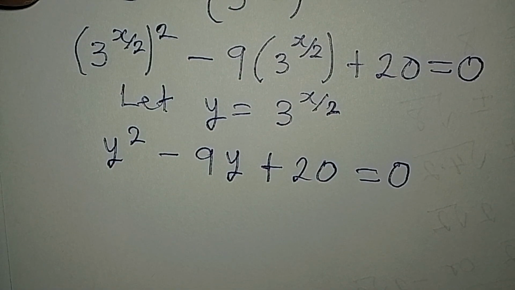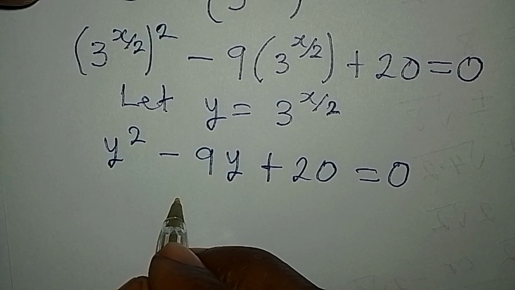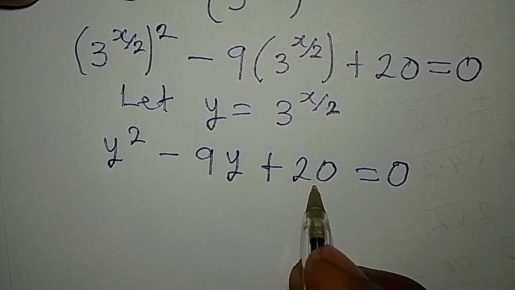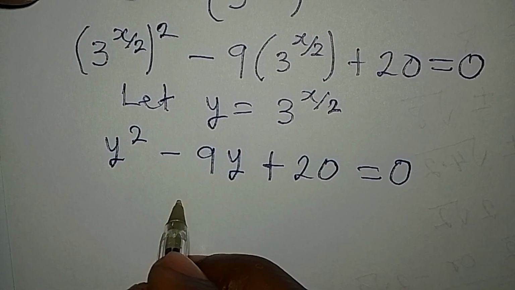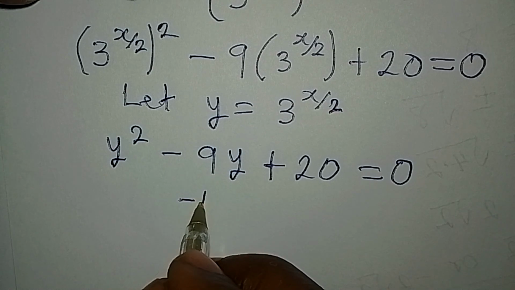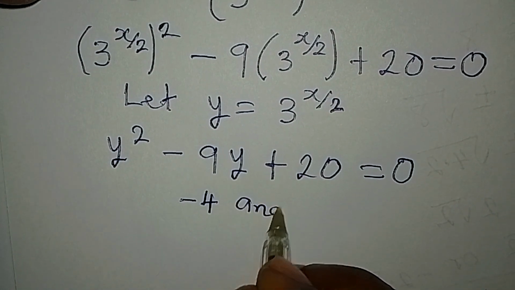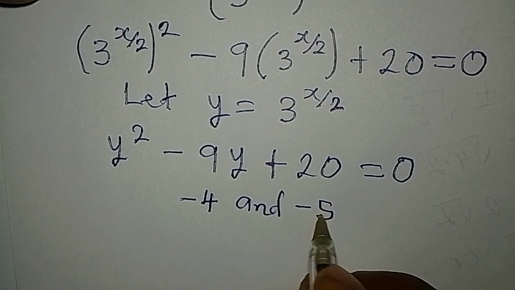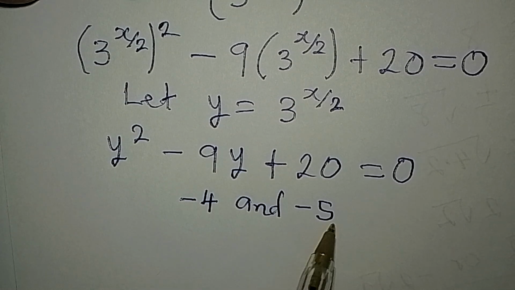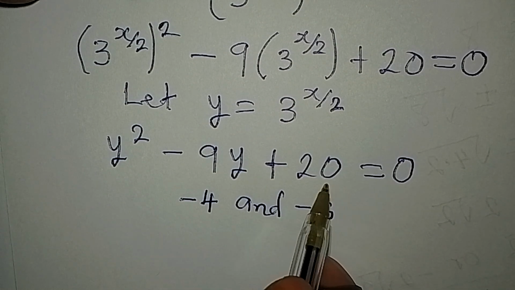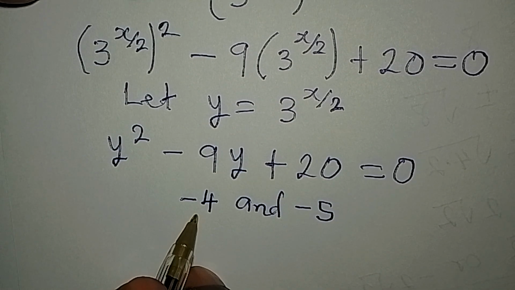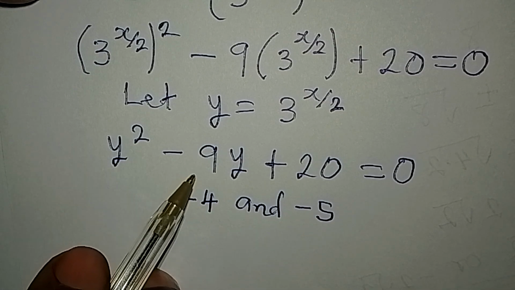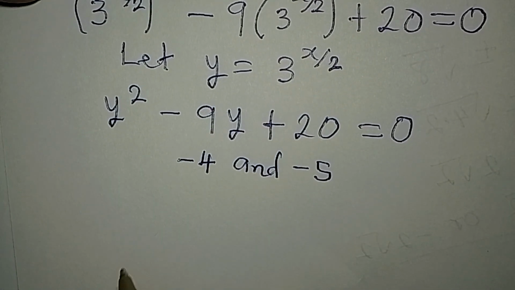Let's see if we can factorize. For us to factorize this, two numbers we multiply to get plus 20 will be minus 4 and minus 5. Minus 4 and minus 5 will be multiplied to get 20, and minus 4 plus minus 5 will give us minus 9. So this is simple now.